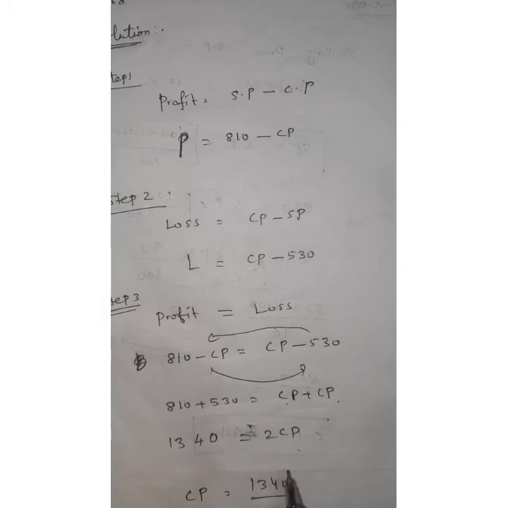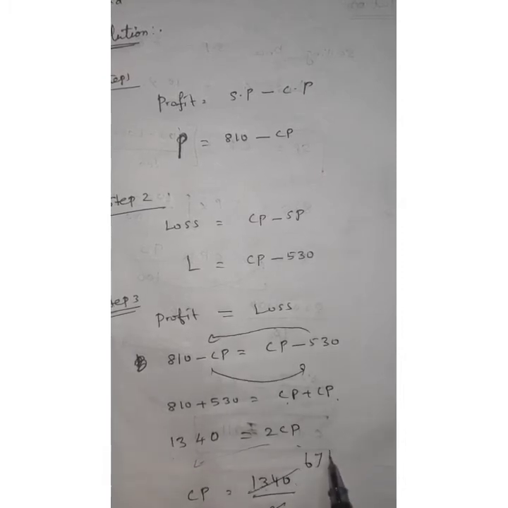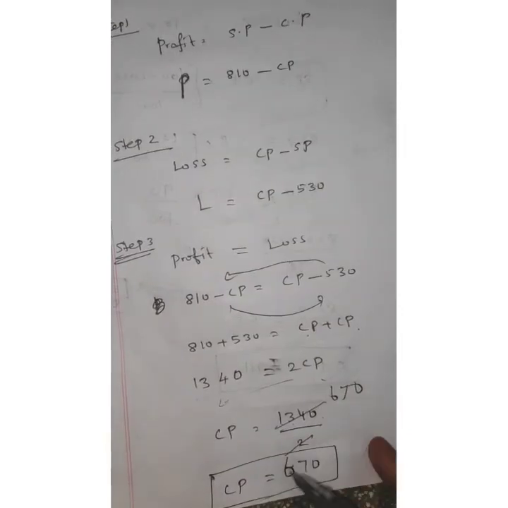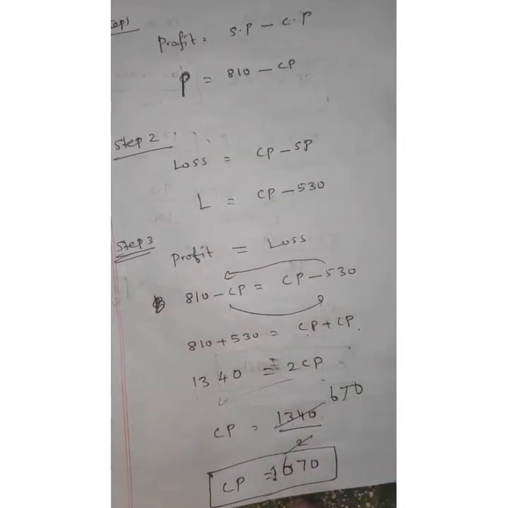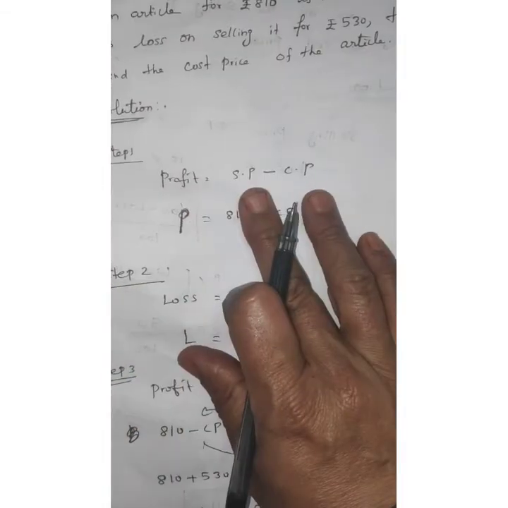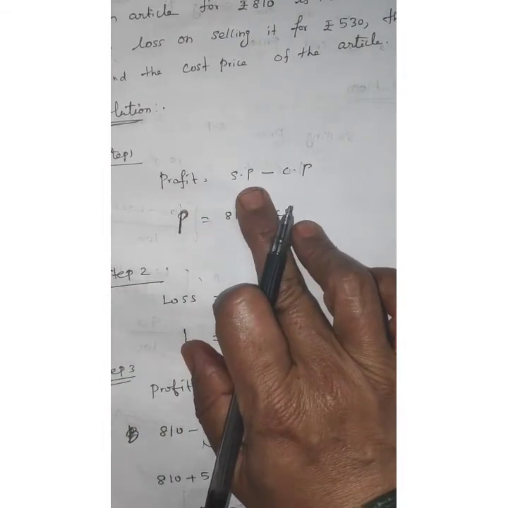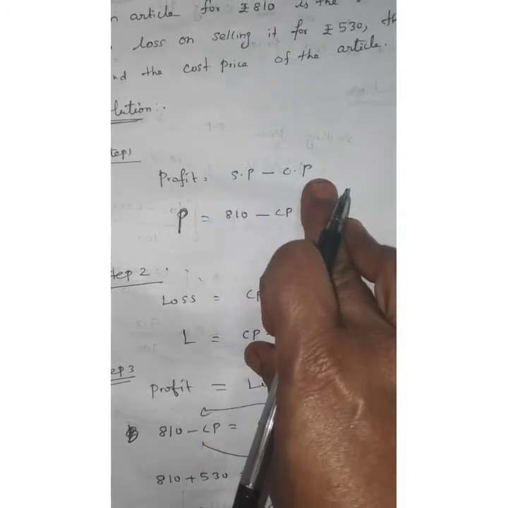1340 equal to 2 CP. CP equal to 1340 divided by 2. Cancel and write. Answer equal to 670 rupees. Now the CP value is 670 rupees. That is the answer. Very easy sum. For profit, the formula is SP minus CP.